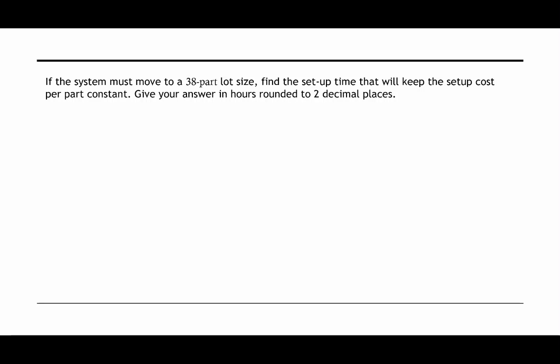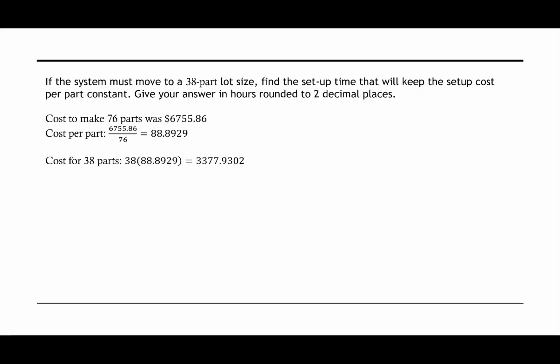The first thing we need to do is look at the cost per part. We just found the cost to make 76 parts was $6,755.86. This means the cost per part is $6,755.86 over 76, which I rounded to 88.8929. Let's take that cost per part and multiply it by the number of parts we want to make.